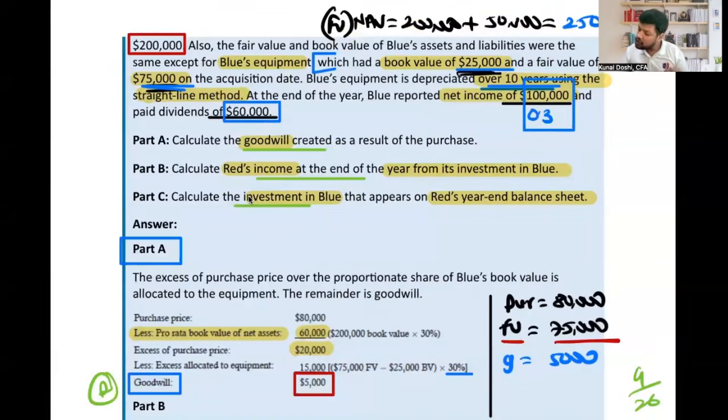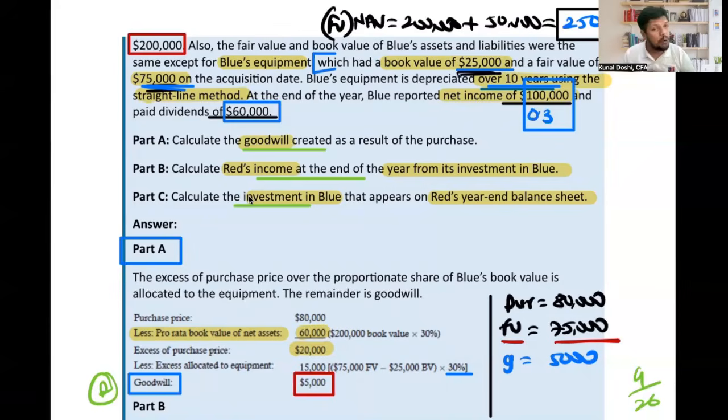And the fair value and the book values of the liabilities were the same, except for equipment, which they have told us to adjust. So the revised fair value is 25 to 75. So there is a 50,000 increment. Apart from 200,000, we need to add 50,000 for making it fair value. So the fair value of the company's NAV that we calculated was 250,000.